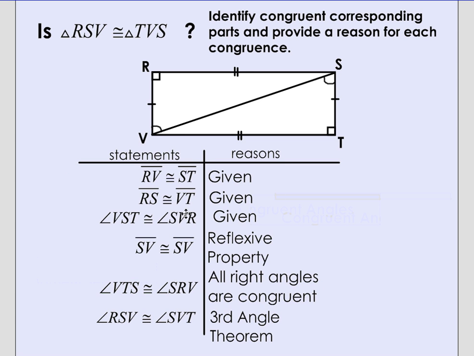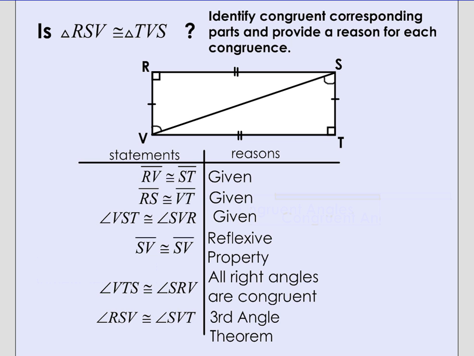So looking at this, we've proven that 3 pairs of corresponding segments are congruent and 3 pairs of corresponding angles are congruent. We're able to say that triangle RSV is congruent to triangle TVS. Now, if this were a formal proof, we'd have to go ahead and write all of our numbers for the statements and corresponding reasons, and we should also finish this by saying that triangle RSV is congruent to triangle TVS. But this wasn't a formal proof, so we can get by with this. Now, that pretty much concludes what we're talking about in terms of congruence and triangles.